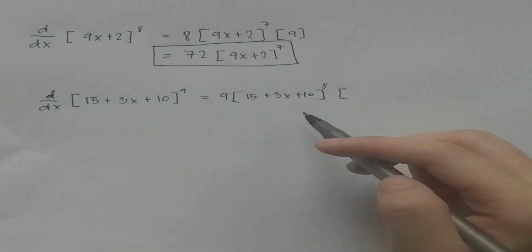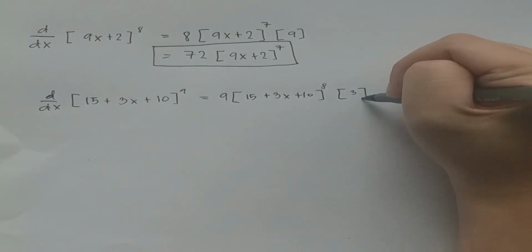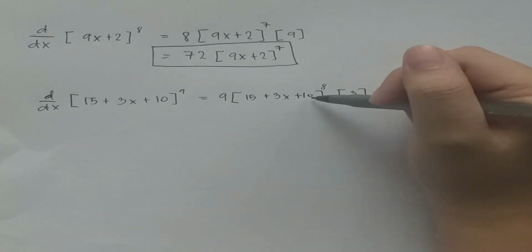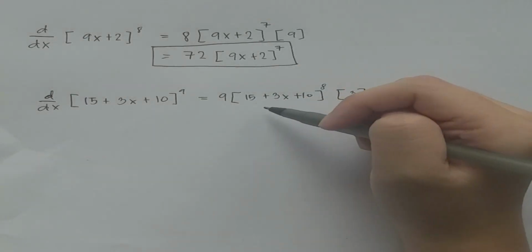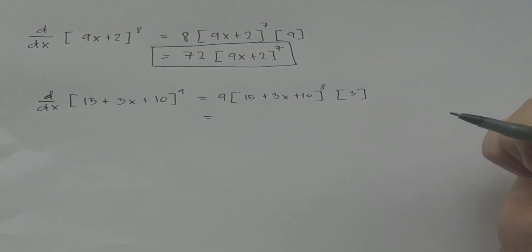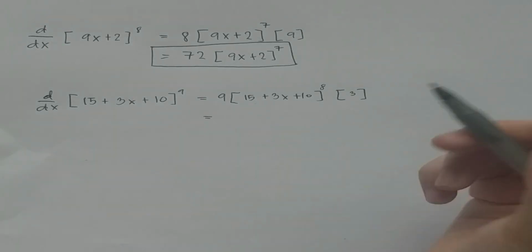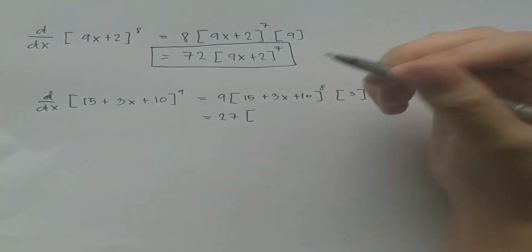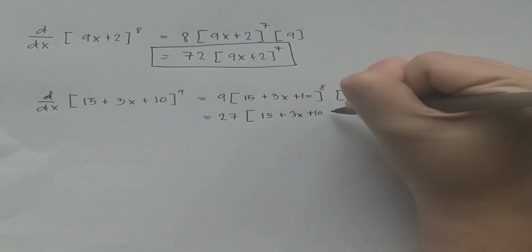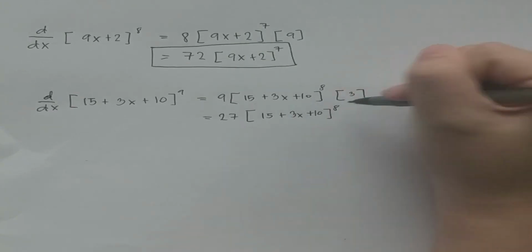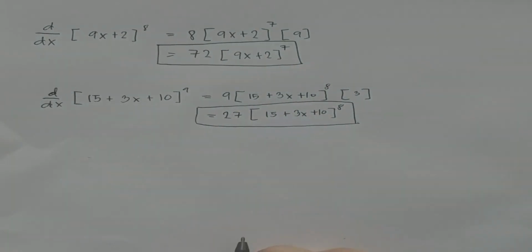After that, we're going to find the derivative of these, which is 3, because these two are constants, and every constant becomes 0. And now we're going to multiply 9 with 3, which is 27. Copy the inside, which is 15 + 3x + 10. Copy also the exponent, 8. And now this is our final answer for our chain rule.